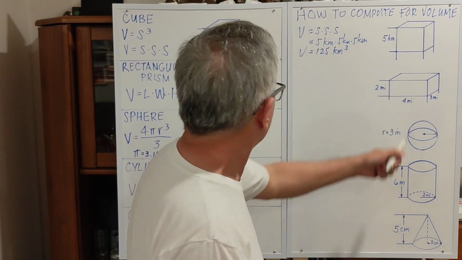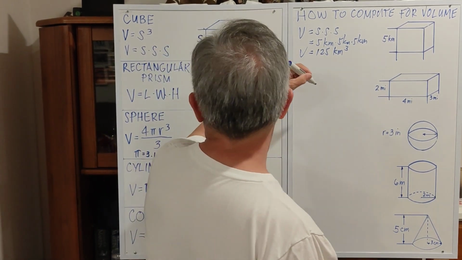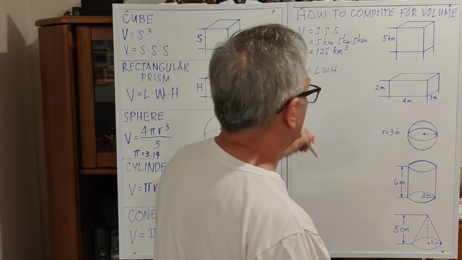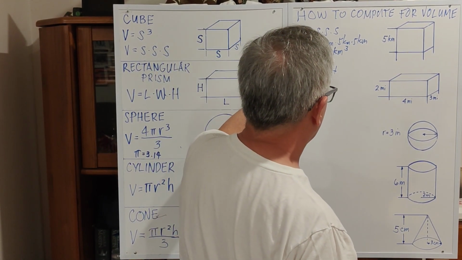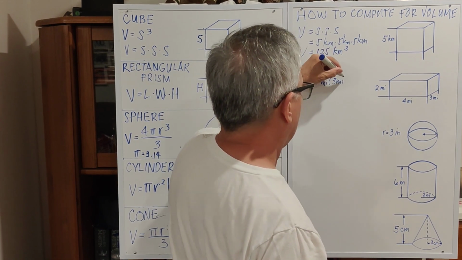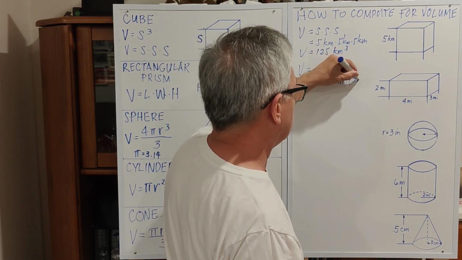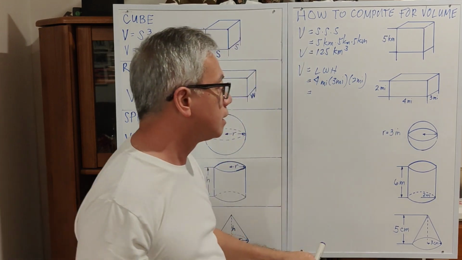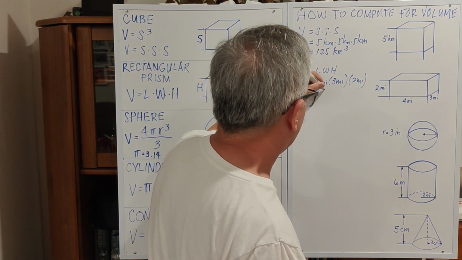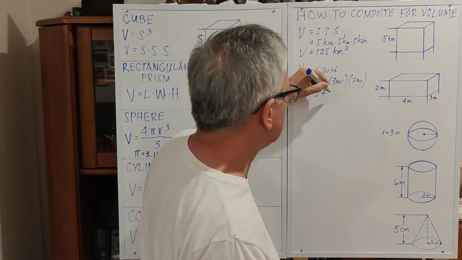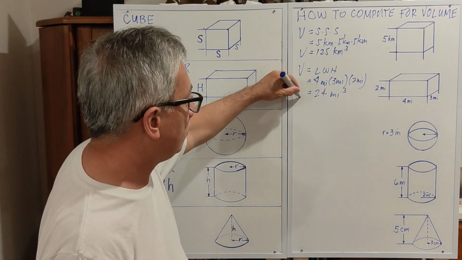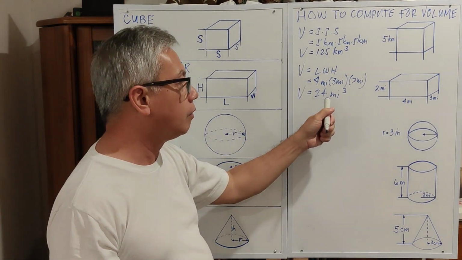Next example is a rectangular prism. The volume is length times width times height. The length is 4 miles. The width is 3 miles. And the height is 2 miles. So 4 times 3 is 12 times 2 is 24. Miles times miles times miles is miles cubed. The volume of the rectangular prism is 24 cubic miles.